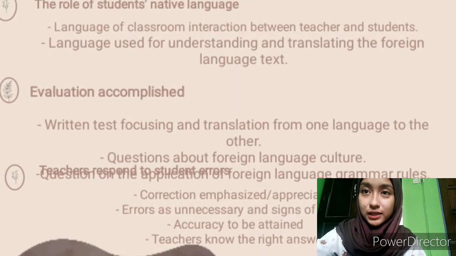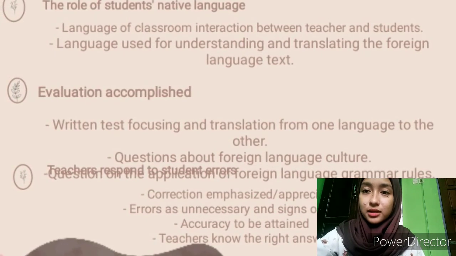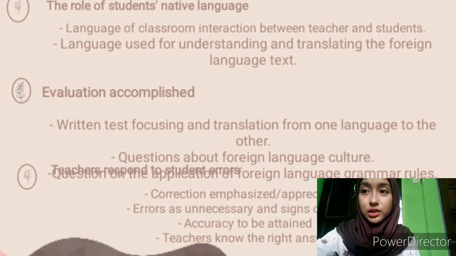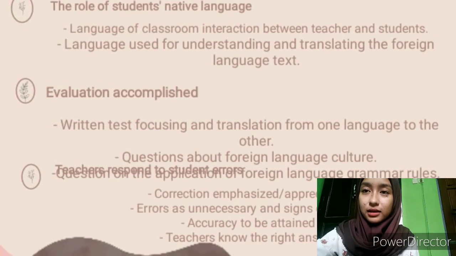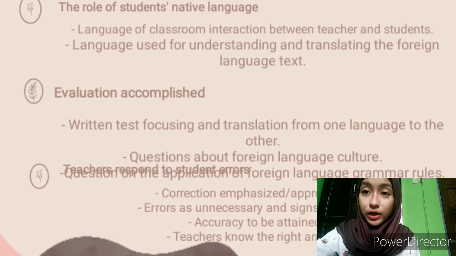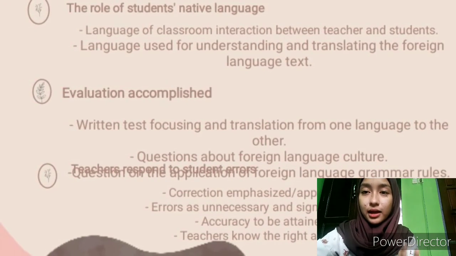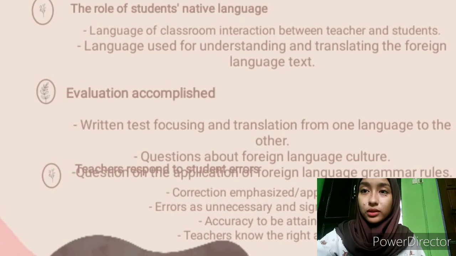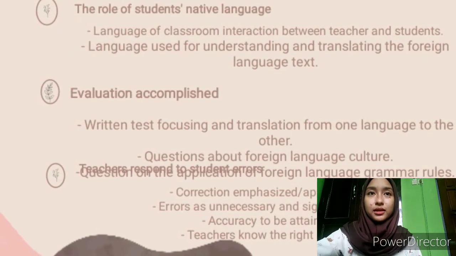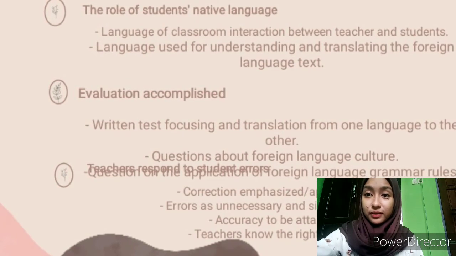And the last principle is how teachers respond to student errors. The first is correction is emphasized or appreciated. Second is errors as unnecessary and signs of failure. The third is accuracy to be attained. And the last is teachers know the right answer. So that's all about the principles of the grammar translation method.